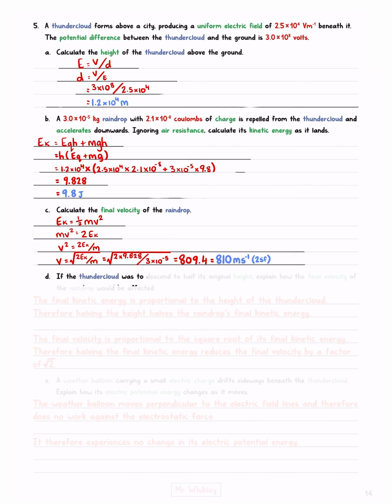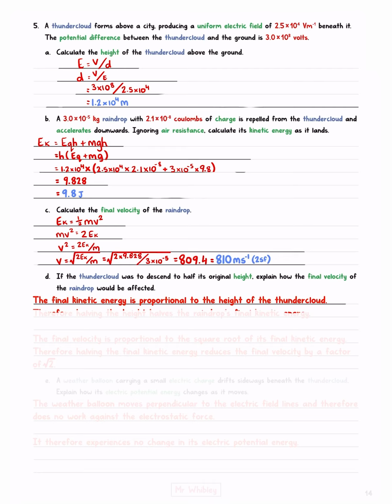If the thundercloud was to descend to half its original height, explain how the final velocity of the raindrop would be affected. The final kinetic energy is proportional to the height of the thundercloud, as we saw here when we factorized the height out. Therefore, halving the height halves the raindrop's final kinetic energy. This is because not only do we halve the distance that it traveled through the electric field, we also halve the distance it traveled through the gravitational field.